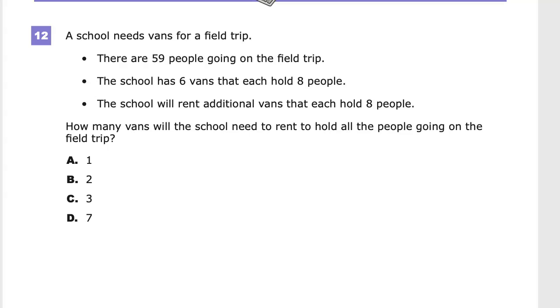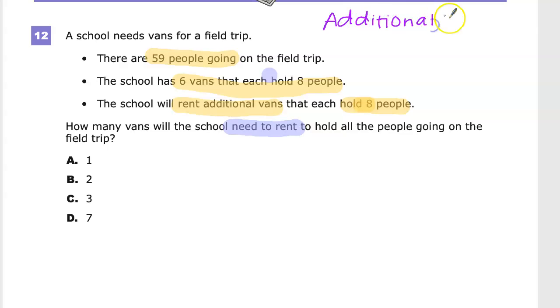So the first thing I want to do is highlight some important information here that I need to know as I'm working. So we have 59 people going on our trip. The school already has 6 vans that hold 8 people, and they're going to rent additional vans that hold 8 people. And our question says, how many vans will the school need to rent? So this is not including the ones that they already have. We're looking for additional vans. So if you need to make a note, if you're working on this problem, that you're looking for additional vans, to make sure that your answer is not the total amount of vans that is going to be used, but the additional amount of vans that they need.